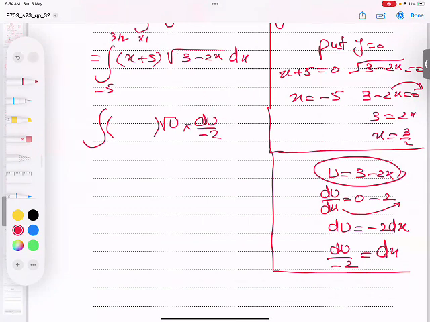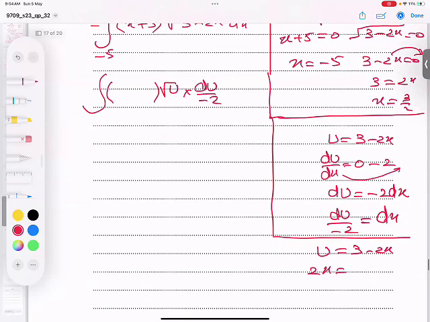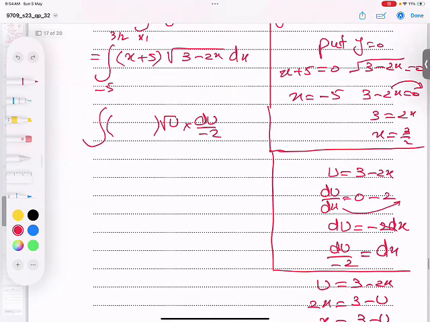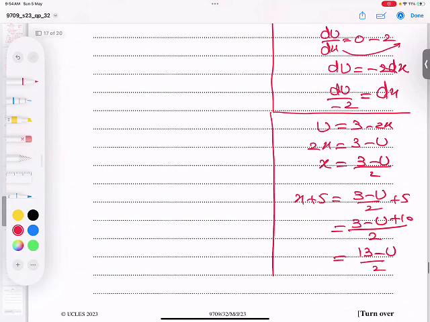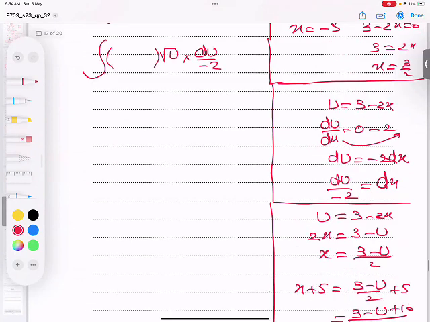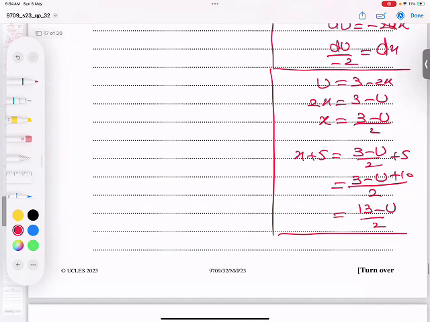First of all, I will make x the subject. So u is equal to 3 minus 2x. 2x comes here and u goes there. Dividing by 2, I got 3 minus u over 2. But I need x plus 5. So x plus 5 is actually, x is this and 5 is this. So 3 minus u by 2 plus 5. The LCM is 2: 3 minus u, and 2 fives are 10. I got a 7, no, sorry, I got a 13 minus u by 2. So I got this value very clear. Alhamdulillah Rabbil Alameen. 13 minus u over 2.